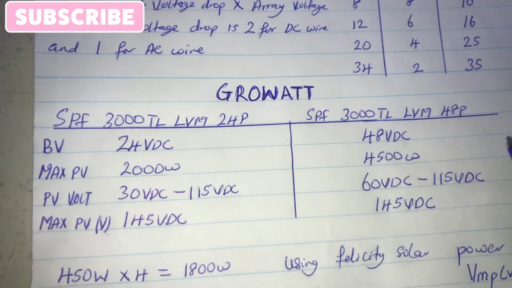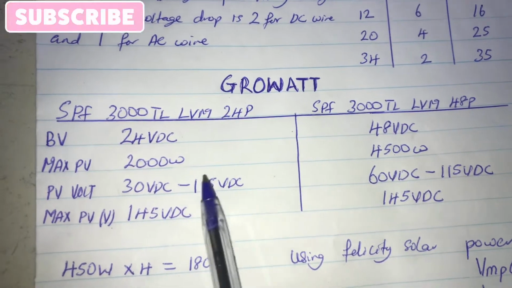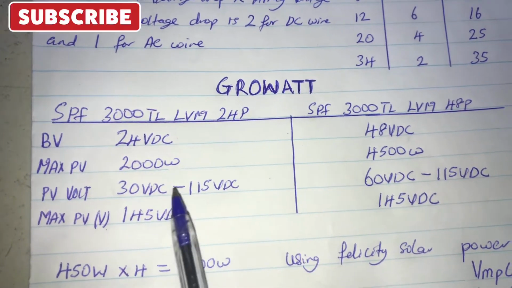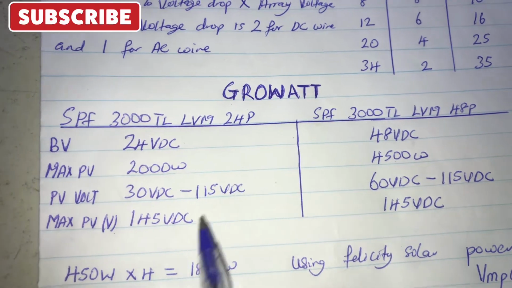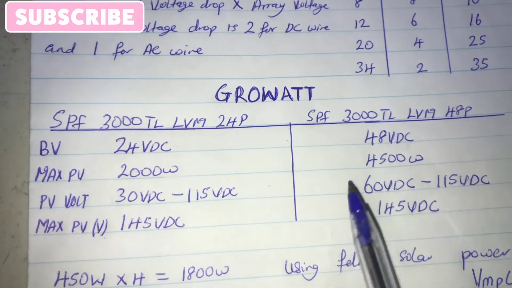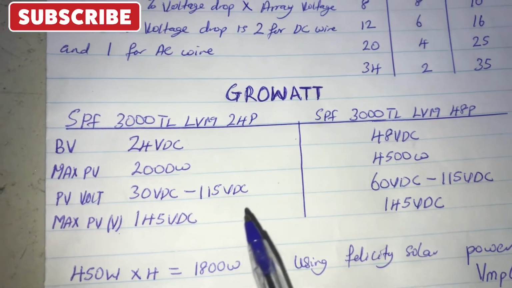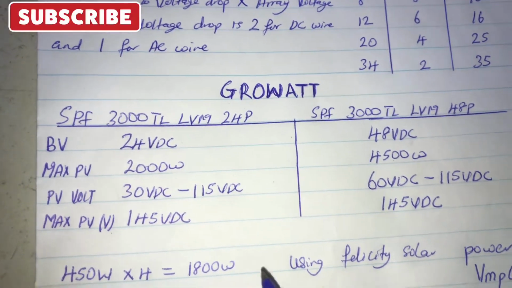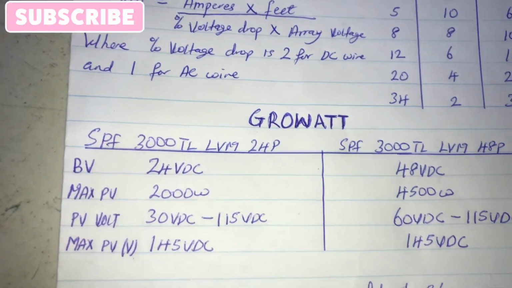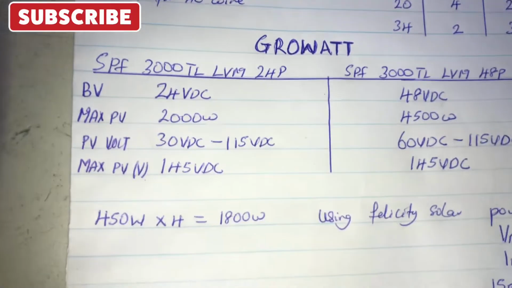If you give it a lower voltage, it's not going to charge, and if you give it a higher voltage, it might damage the inverter. Same thing here. The maximum PV voltage it can carry is 145 volts, so it can't take more than 145 volts on both sides.